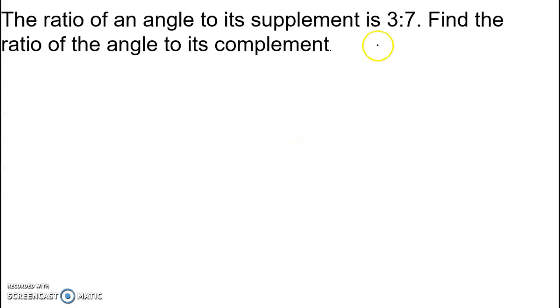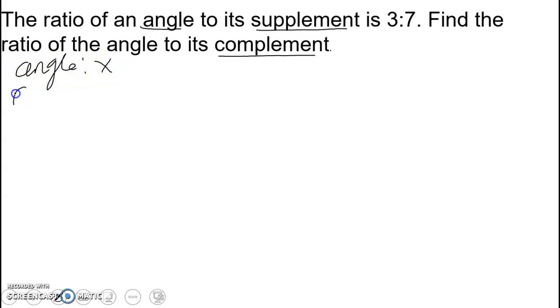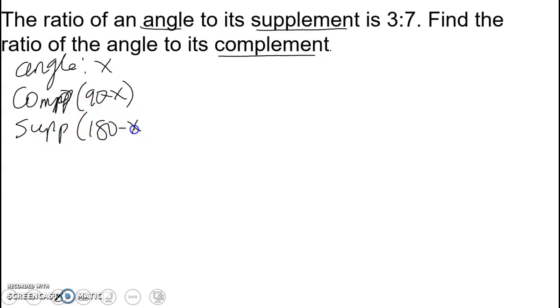All right, let's see if we can do one more. The ratio of an angle to its supplement is 3 to 7. Find the measure of its complement. So we need the angle, its supplement, and its complement. Let the angle be x. The complement of the angle would be 90 minus x, and the supplement of that angle would be 180 minus x.